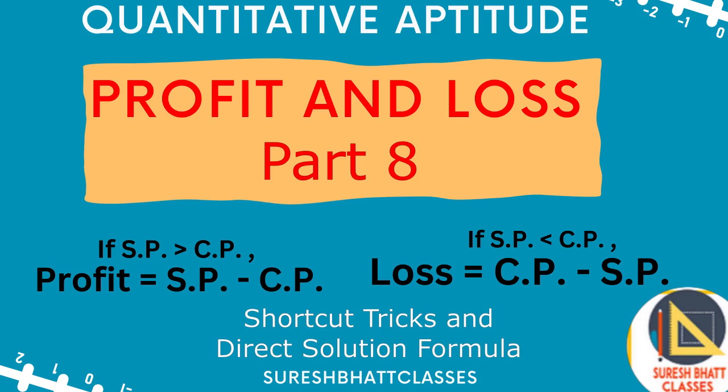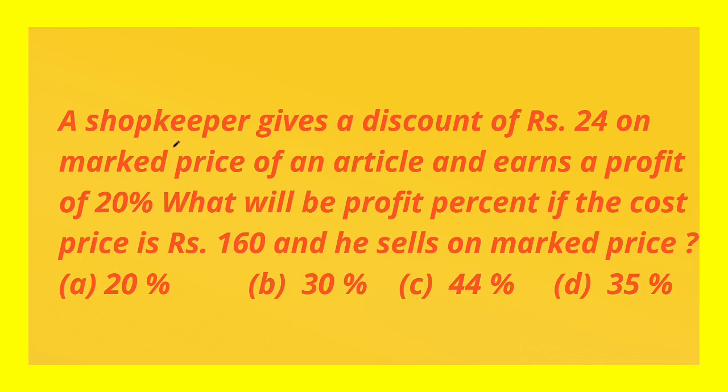We go to the questions. Our question is, a shopkeeper gives a discount of rupees 24 on marked price of an article and earns a profit of 20%. What will be the profit percent if the cost price is rupees 160 and he sells on marked price? The given options are option A 20%, option B 30%, option C 44% and option D 35%.